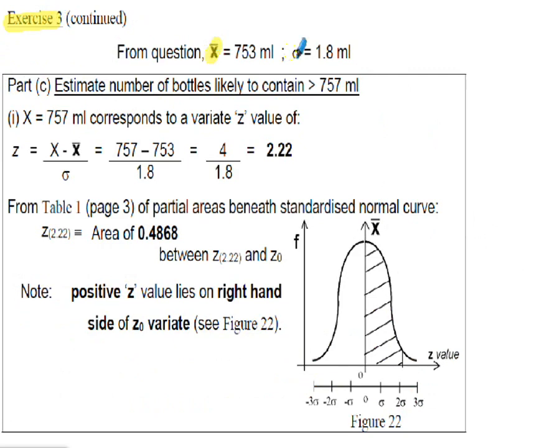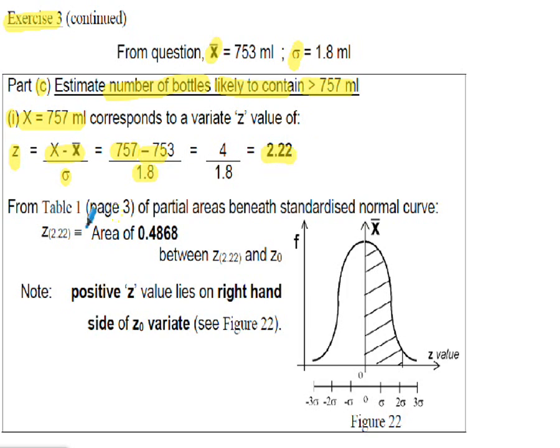Exercise 3 continued. I just repeated the x bar value and the standard deviation value from the previous slides. So part C. We now need to estimate the number of bottles likely to contain greater than 757 millilitres. So step 1, our x is 757 millilitres. To work out the variate z value, that's x take away x bar upon sigma. In this case 757 is the x, take away the 753 for the x bar, divided by 1.8 for the sigma. That gives us a positive variate of 2.22. That means we're on the right hand side of our x bar value.